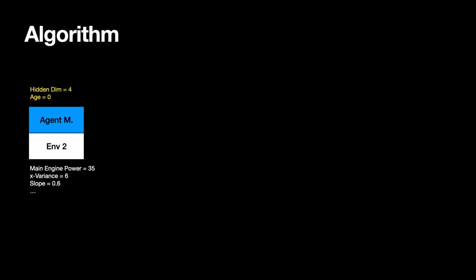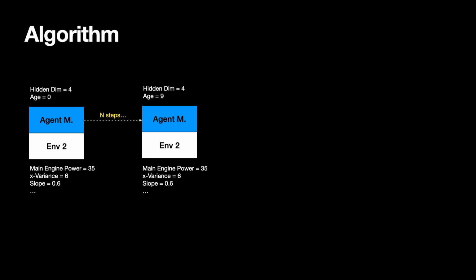The agent manager maintains the current hidden dimensions and the age of the agents, and also keeps track of the current elite and the best elite so far. Let's say we trained the agents for n steps and we end up at this point where the hidden dimension is 4 and the age is 9. At the next step, 3 things can happen.